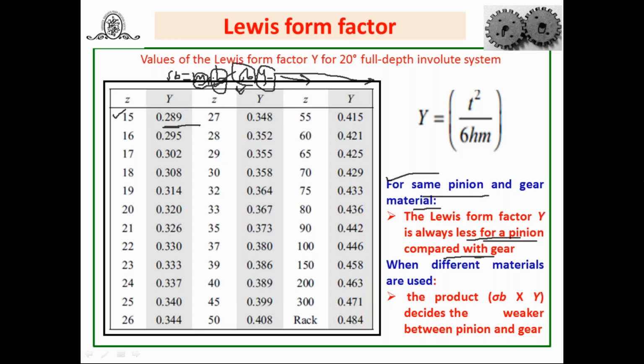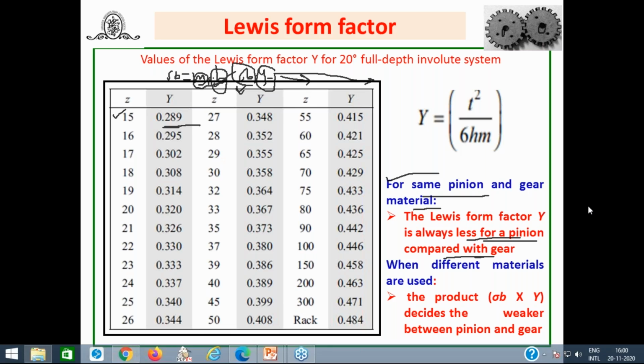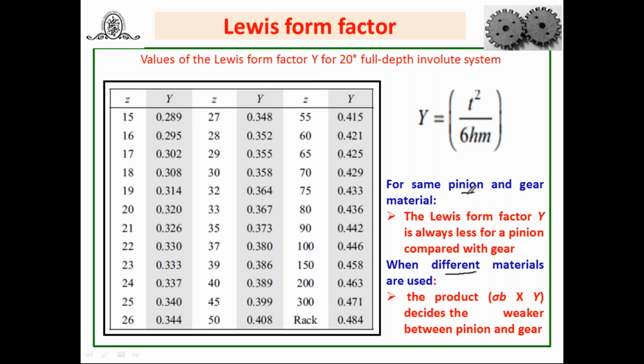This is the case. But if the pinion and gear are made of different materials, suppose the pinion is made of plain carbon steel and the gear is made of alloy steel, then what to do?